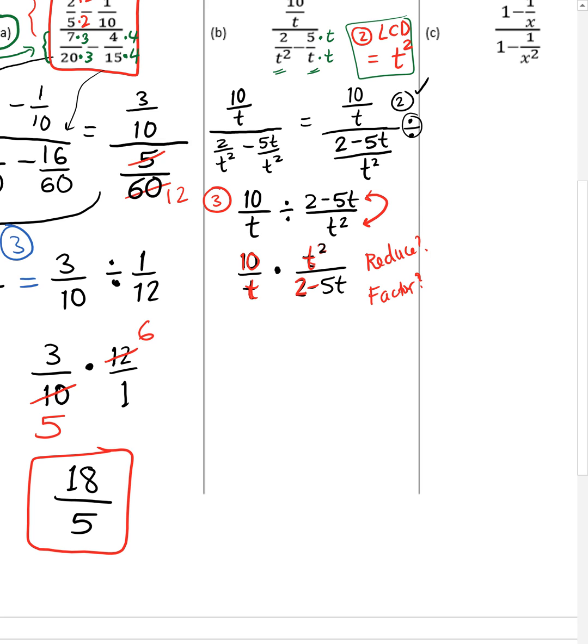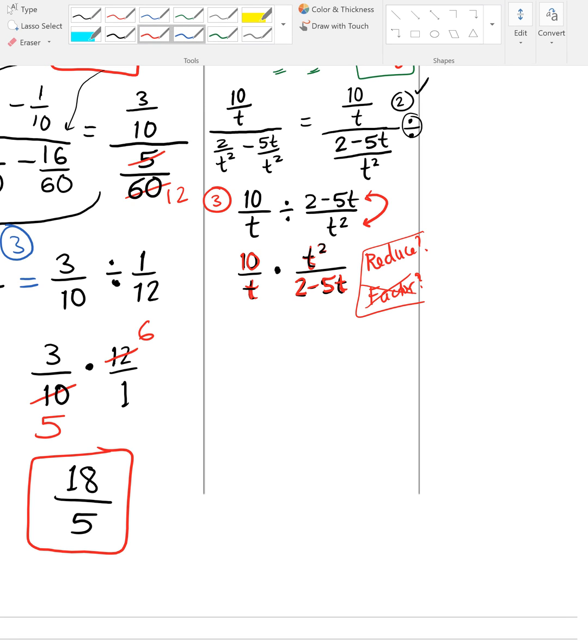And then the 2 minus 5t, the only hope I'd have, since that's a binomial, is maybe they have a common factor, but they don't. Or maybe it's a difference of squares or difference of cubes, but it's not. So really, nothing factors. I'm just going to see if I can cancel anything right now.